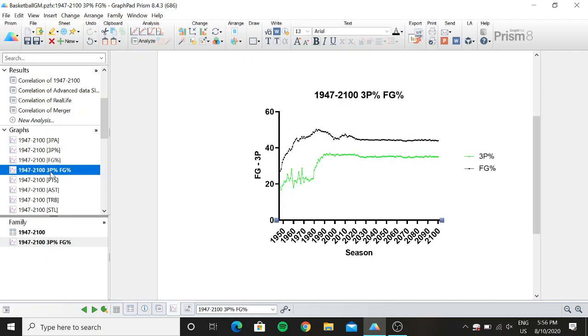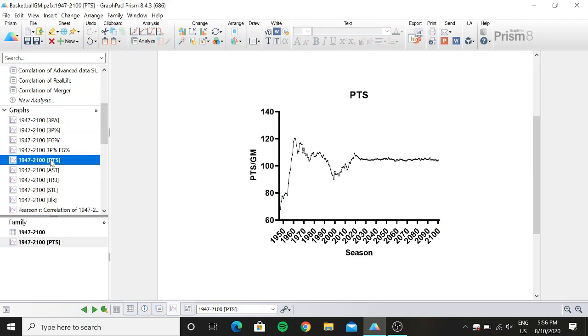So if we take a look at the graph that has both 3-point percentage and field goal percentage, we can see that both of them increased, although of course the units are slightly different. Both of them increased as the 3-point was introduced, and then flattened out for the rest of the simulation.